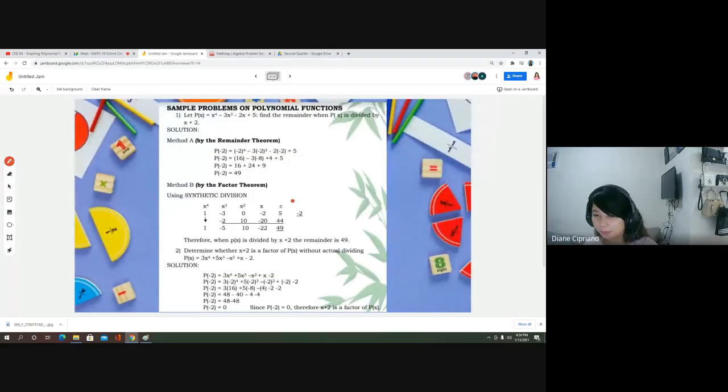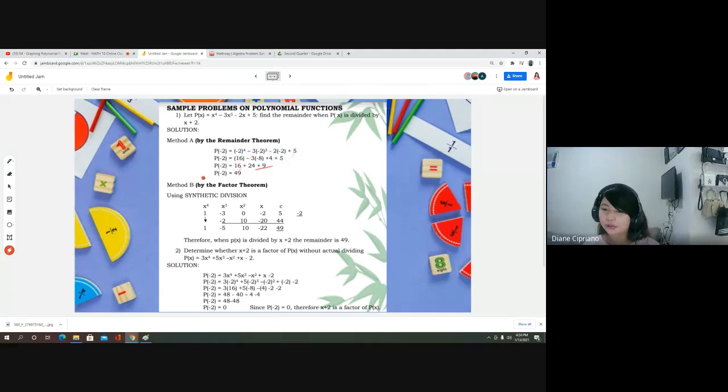And for our example ng pagsasolve ng problem with polynomial functions, let p of x is equal to x raised to 4 minus 3x raised to 3 minus 2x plus 5, and then find the remainder if it is divided by x plus 2. So method A, ang unang ginamit dito is the remainder theorem. In the remainder theorem, you will just get the value of x, which is the negative 2, and then you need to substitute on the equation. So, P of negative 2 is equal to 49. Kasi pag sinubstitute yan naman yun.